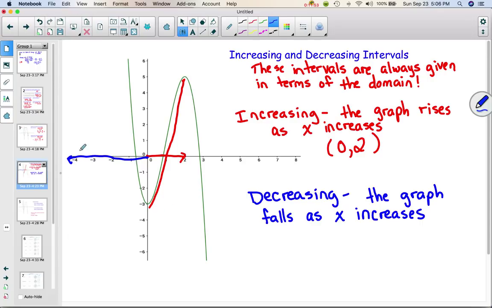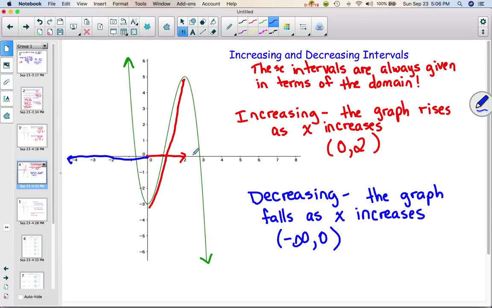So how do we write that? My graph is not showing, and I should have put arrows right here because I did intend for that to keep going. So when we write this, it's actually decreasing from negative infinity up until 0. Because notice it's decreasing, okay? And then it changed to increasing.